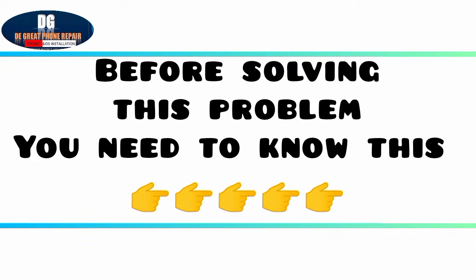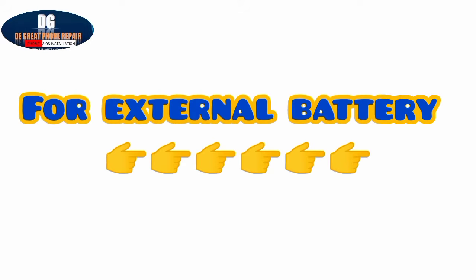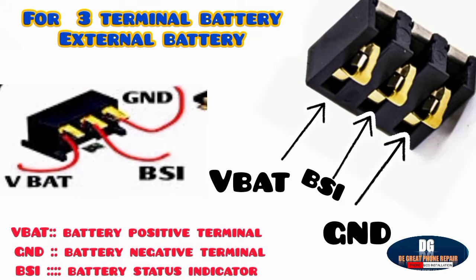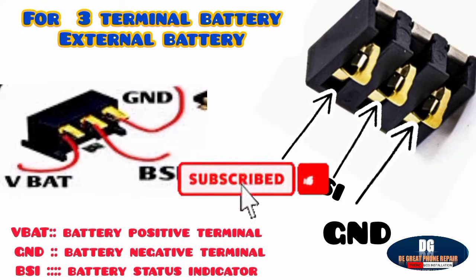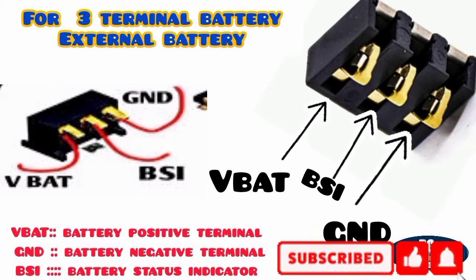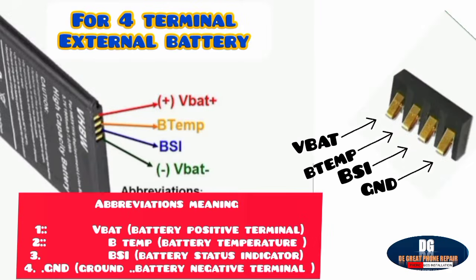So before solving this problem, you need to know this. For an external battery, this is how the configuration is. We have the VBAT, the BSI, and the GND. VBAT is the positive terminal on the mobile phone, and GND is the negative terminal. It's an abbreviation for ground, that is negative terminal, while BSI means the battery status indicator. So this is for a 4-terminal external battery.